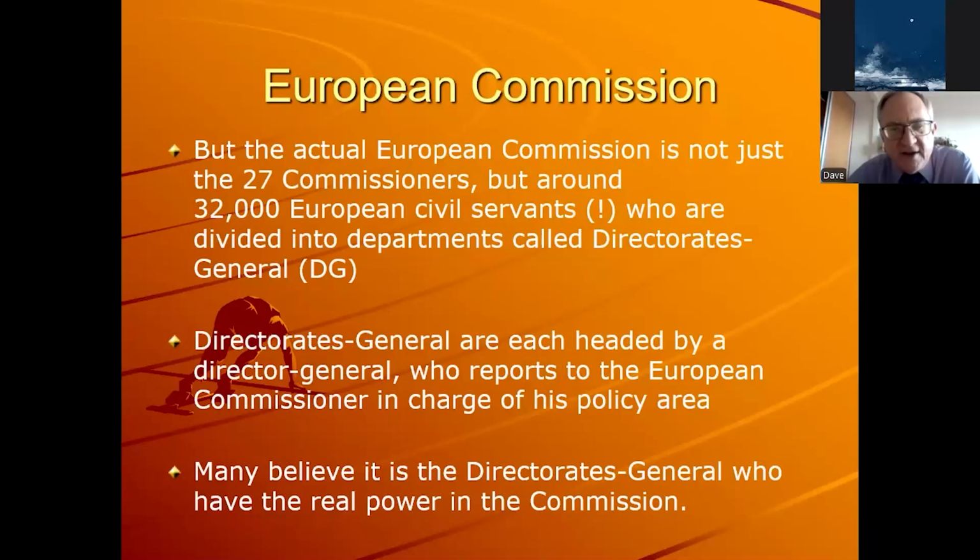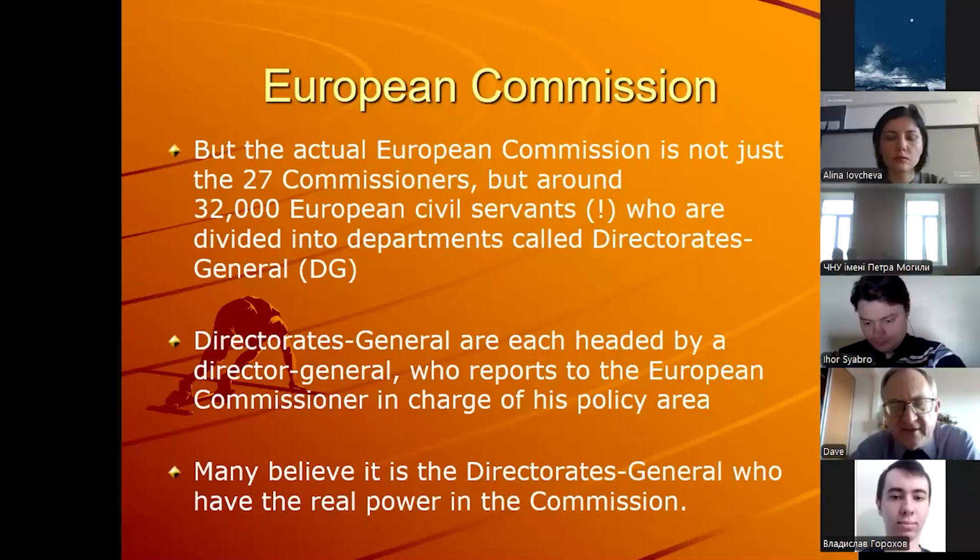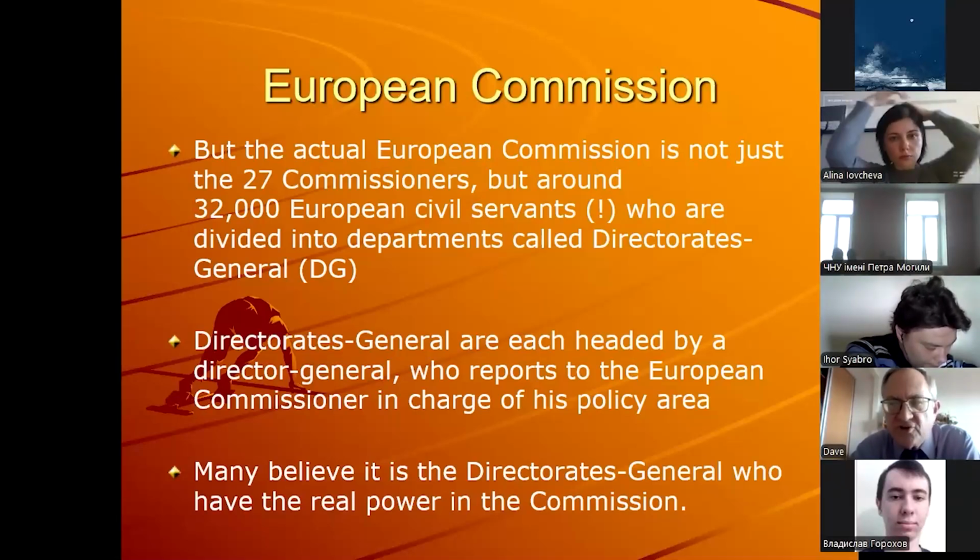The Directorates General are each headed by a Director General who reports directly to the Commissioner in that policy area. As I said to you earlier, many believe it is the Directorates General who have the real power in the Commission, because they are the ones who are really writing the details of these possible programs and policies. And then the Commissioner just selects from 2 or 3 or 4 alternatives.